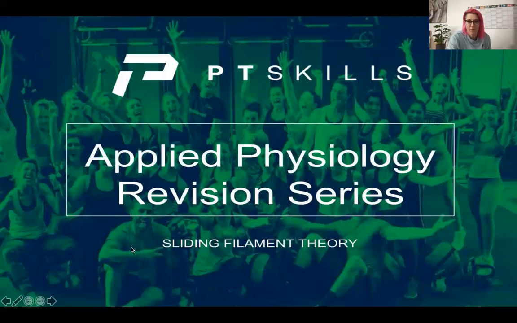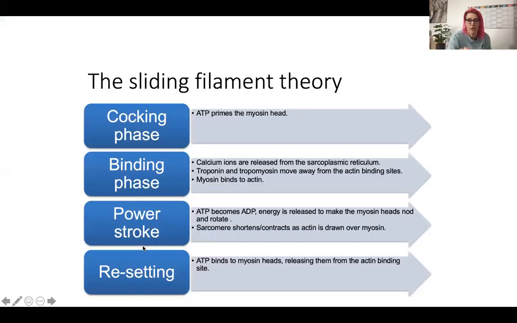Okay, sliding filament theory. So sliding filament theory is how the actin and myosin move towards one another during muscle contraction, and the chemical process that allows it to do so. It's very complex. Going to try and make it a little bit simple, as in what you really need to know. So I'm going to go through this little diagram here, and then I'm going to move over to the flip chart for some dodgy artwork.